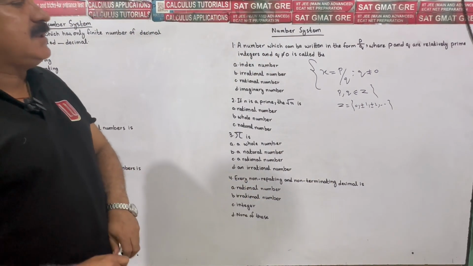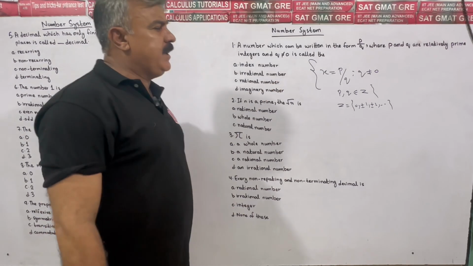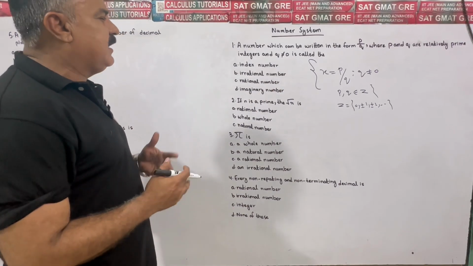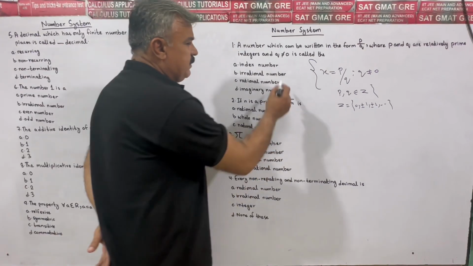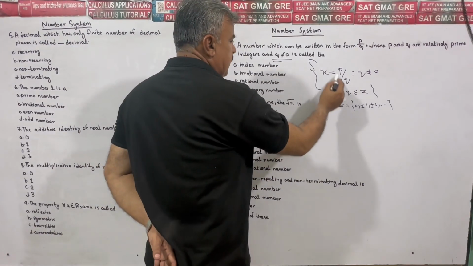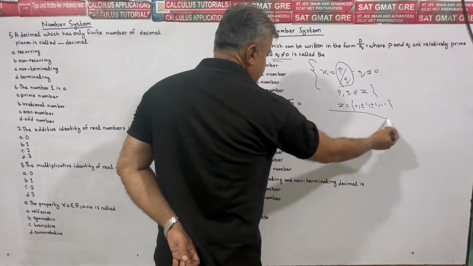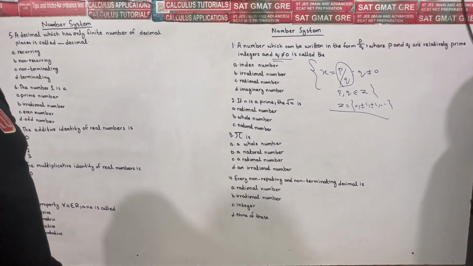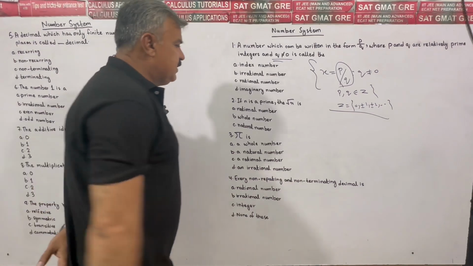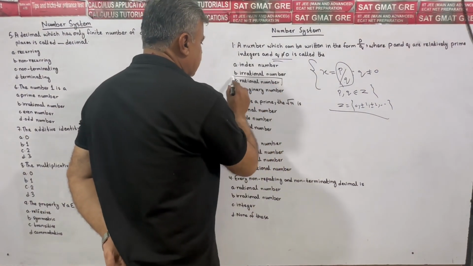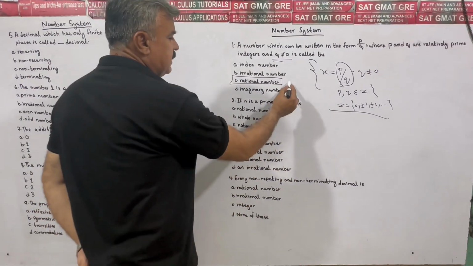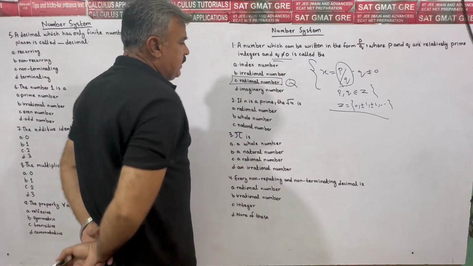A number that can be written in the form p over q, where p and q both belong to Z, the integers, are relatively prime, and q is never 0. P and q can take any numbers from the integers, with the exception that q is never 0, because division by 0 is not allowed. That is the famous definition of a rational number. Rational numbers are mostly denoted by Q.